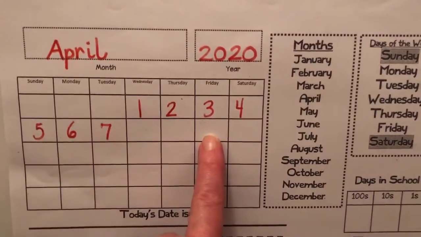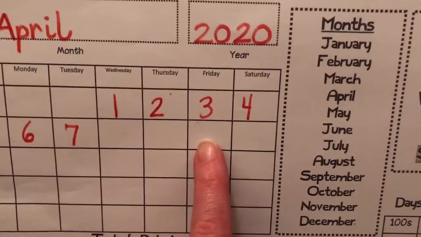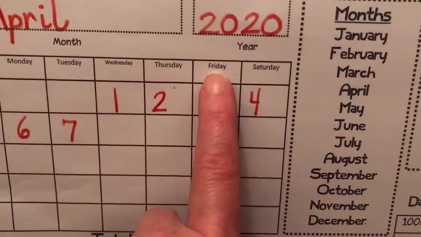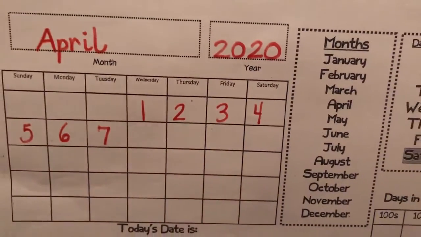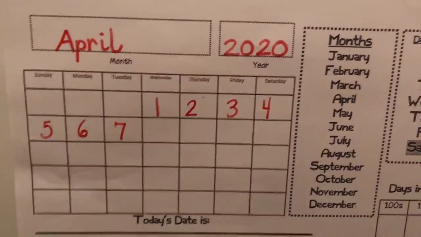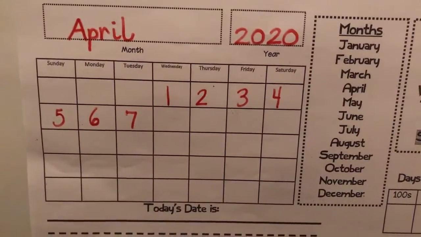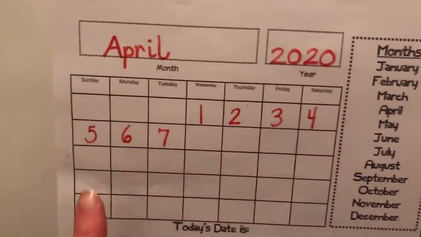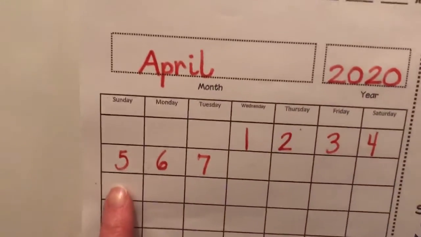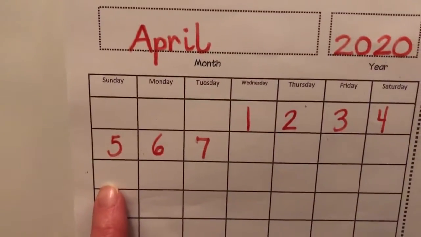And what day of the week is Nora's birthday? Let's read the calendar up to find out. It is Friday. Nora's birthday is this Friday. So she gets to celebrate her birthday on Easter weekend. And of course, Saturday is the 11th and Sunday is the 12th. And that is Easter Sunday.